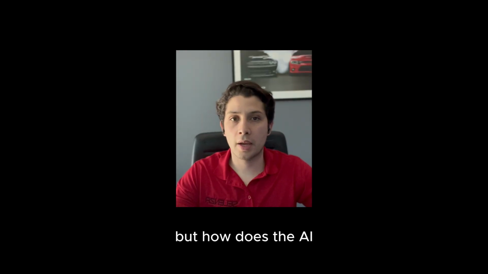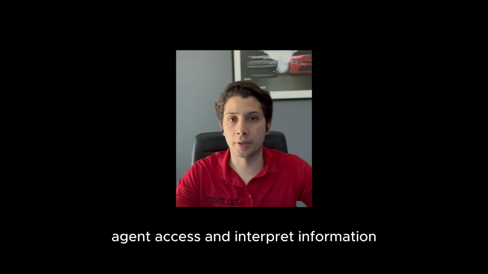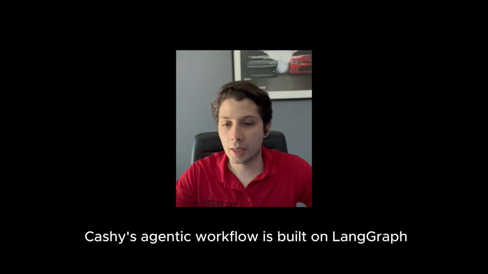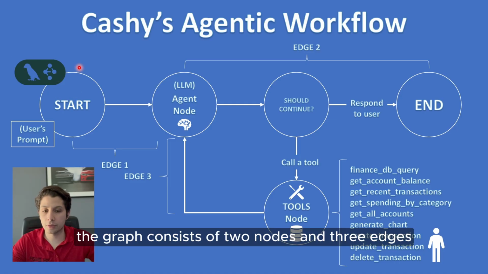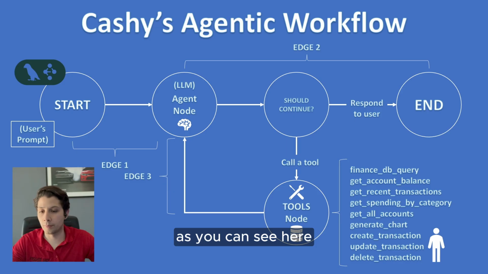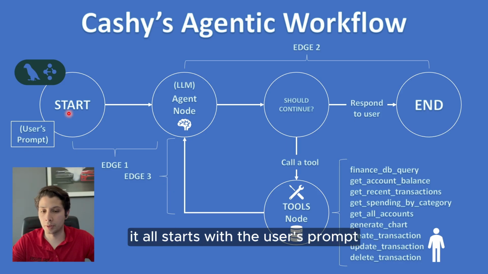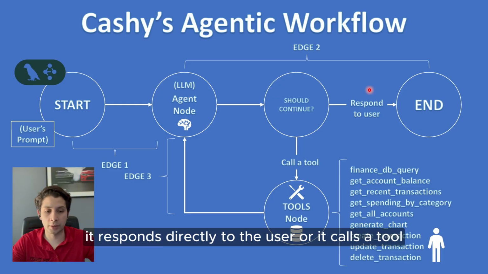But how can the AI agent access and interpret the information? Well, Cashy's agentic workflow is built on LangGraph. Basically, the graph consists of two nodes and three edges, as you can see here. It all starts with the user's prompt. It goes firstly to the agent node where the LLM processes the prompt. Then it decides whether it responds directly to the user or it calls a tool.